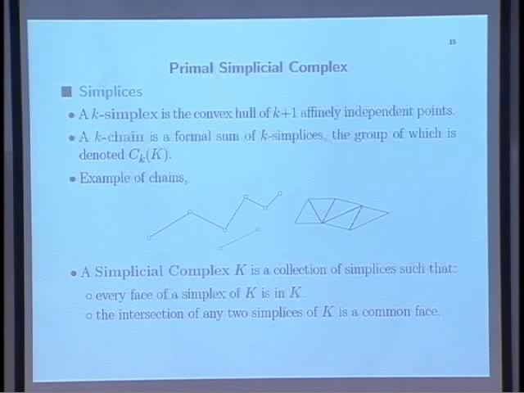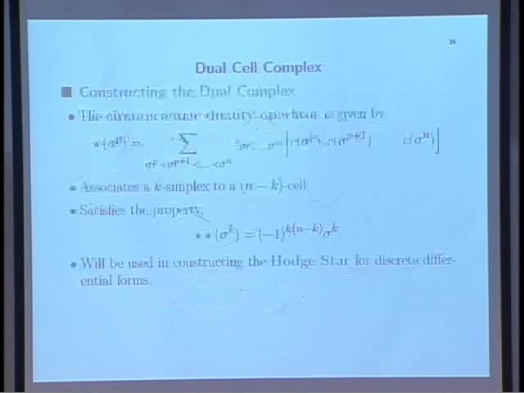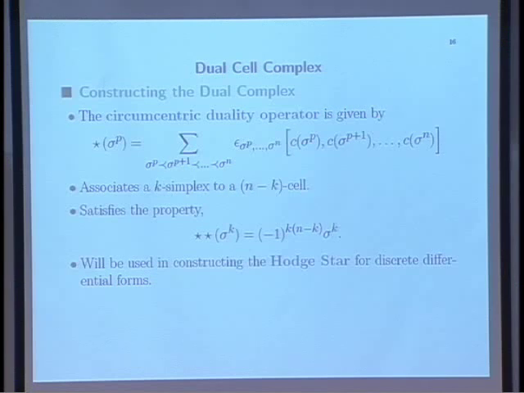So a point would be a 0-simplex. This thing would be a 1-simplex. And this would be a 1-chain. And these objects with the appropriate orientation would be chains of 2-simplices. And then you'd want that this simplicial complex has certain non-intersection properties and that they form a complex in an appropriate sense. So that's your primal simplicial complex, and what you want to do then is to construct a corresponding dual cell complex.